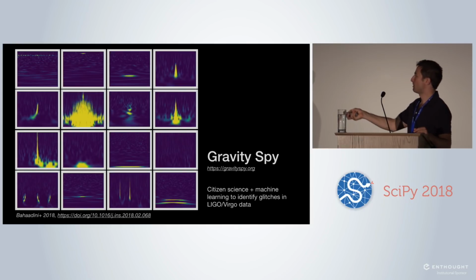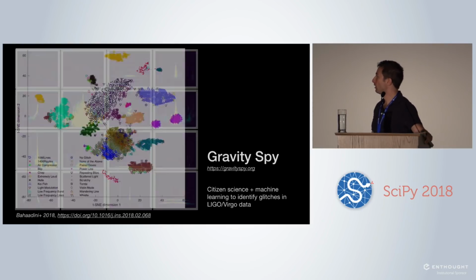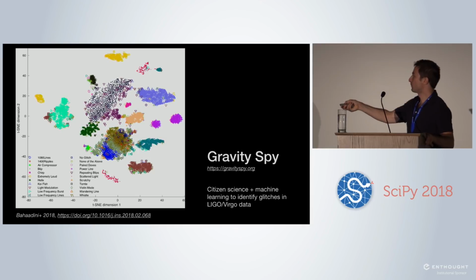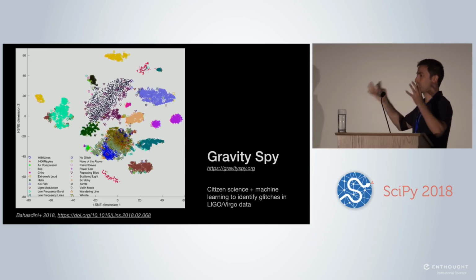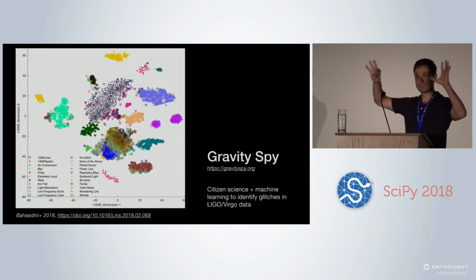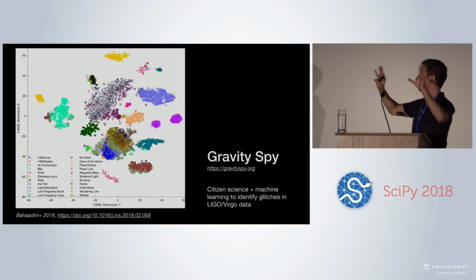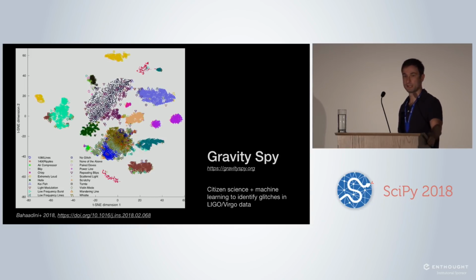And so the idea here is that people can go onto Zooniverse and volunteer to classify glitches according to different morphologies, and then we use those classifications to train machine learning algorithms, and we hope to deploy those algorithms online in our next observing run. And this is just a dimensionality-reduced representation of this space of glitches in LIGO data, created using the t-SNE algorithm.